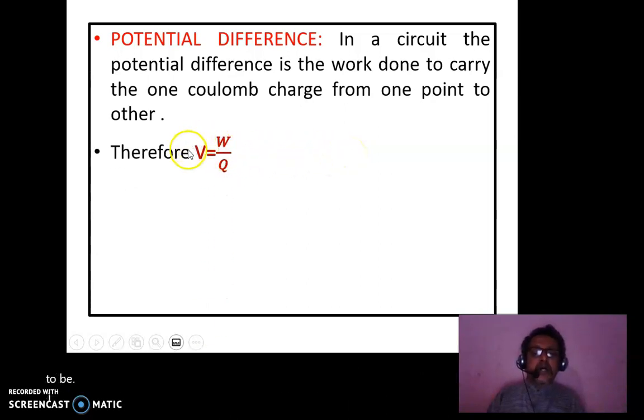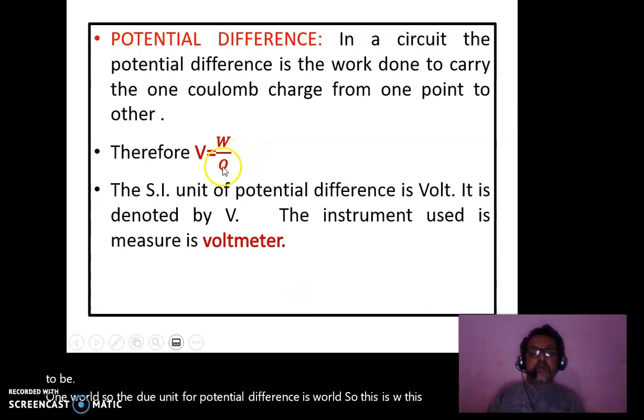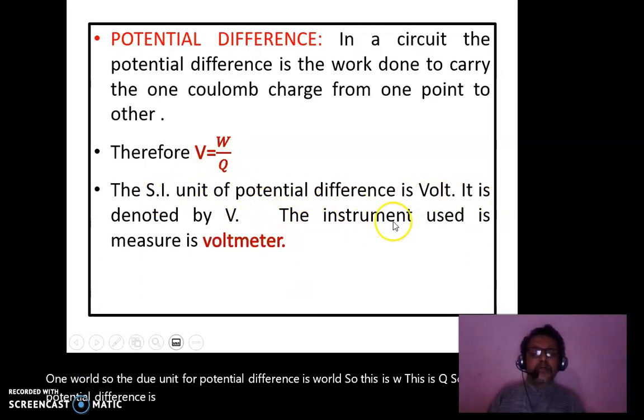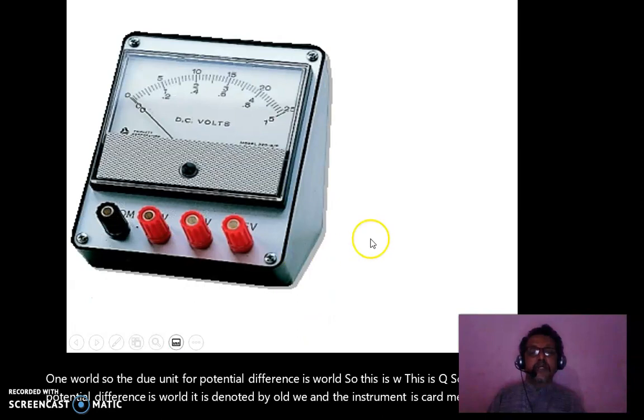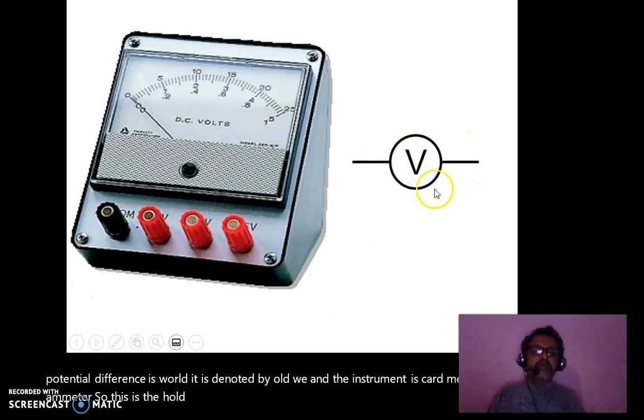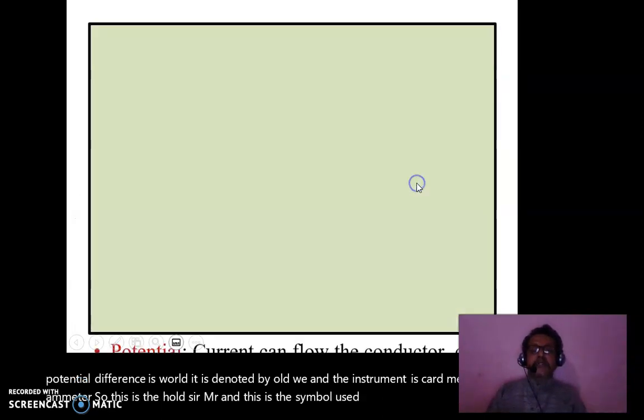So the unit for potential difference is volt. So this is W, this is Q. So the SI unit of potential difference is volt. It is denoted by V, and the instrument used to measure it is called a voltmeter. So this is the voltmeter, and this is the symbol used for a voltmeter.